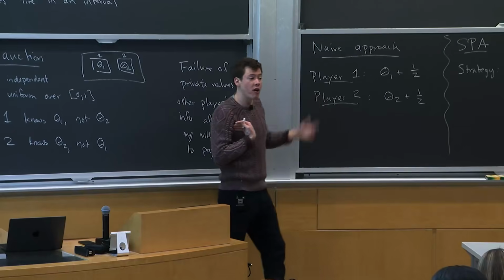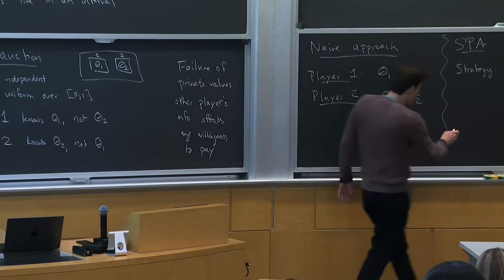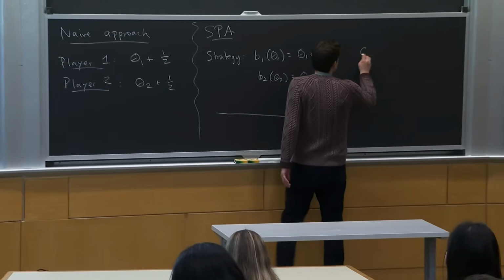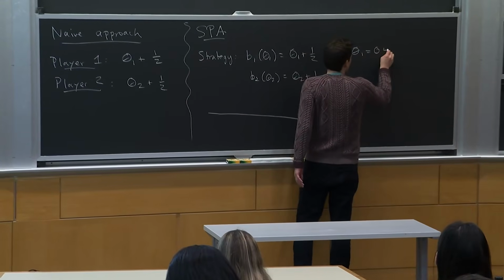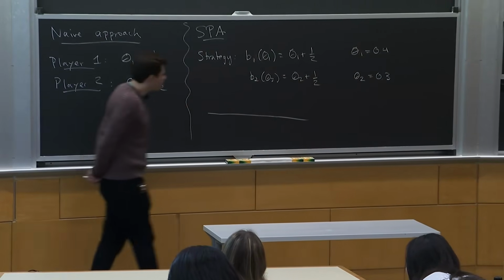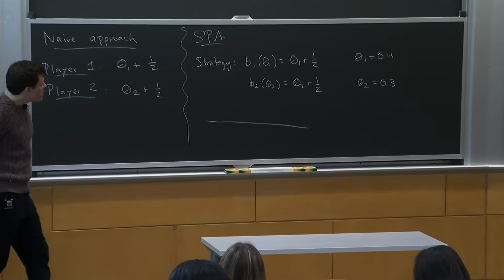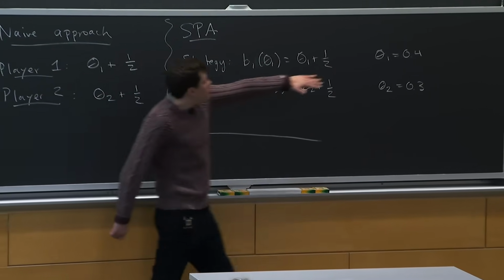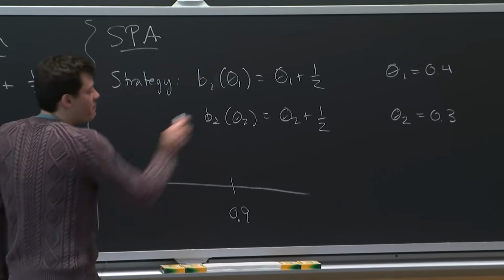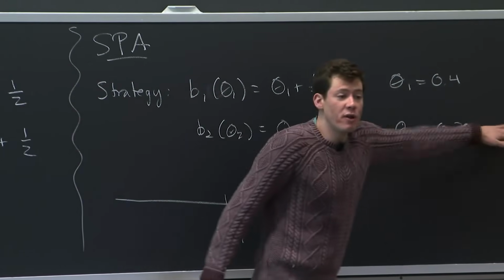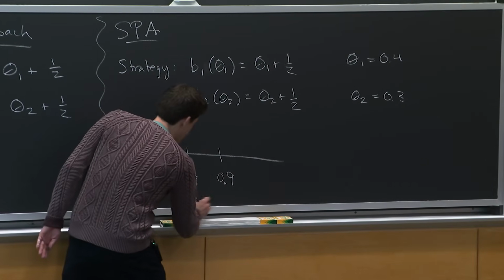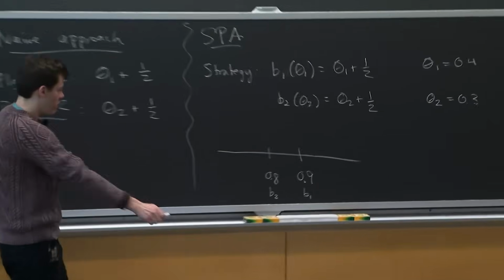So let's see what goes wrong in this case. To make things simple, let's say theta 1 is 0.4, and theta 2 equals 0.3. If that happens, then player 1 is supposed to bid 0.9, and player 2 is supposed to bid 0.8, right? 0.5 plus 0.3. So this would be player 2's bid, and this would be player 1's bid.